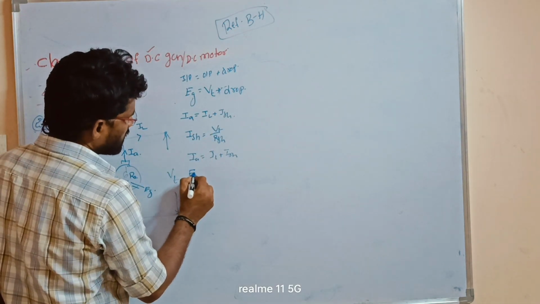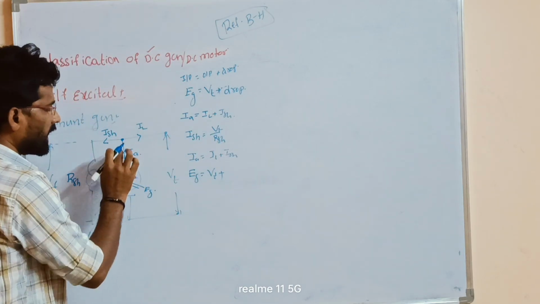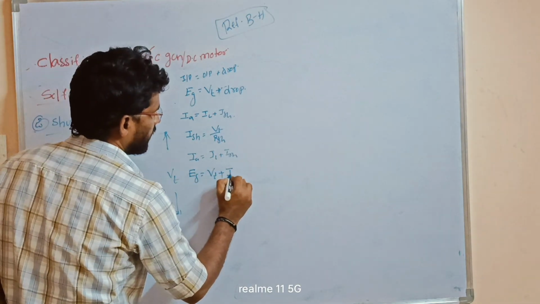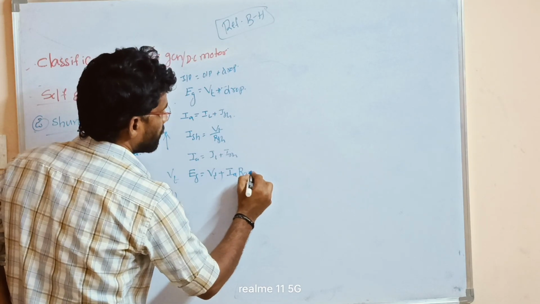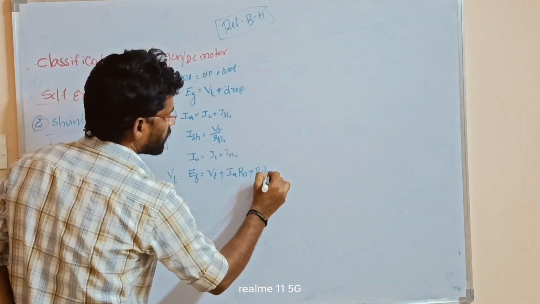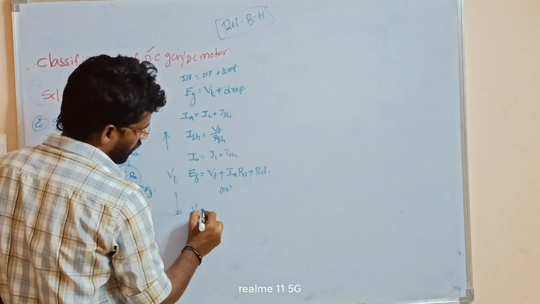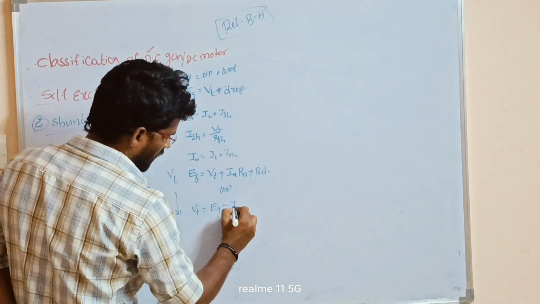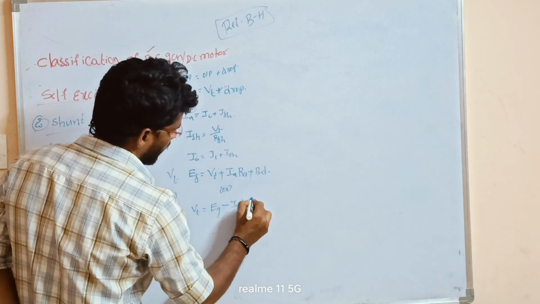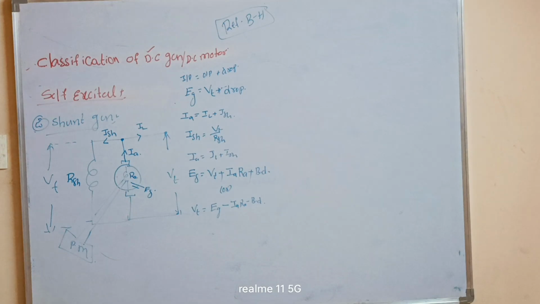So what is the drop? EG is equal to VT plus drop. The drop is only the armature drop, that is IA into RA plus brush drop. Or VT, the terminal voltage, is equal to EG minus IA RA minus brush drop. Again, we can write this shunt generator equation.